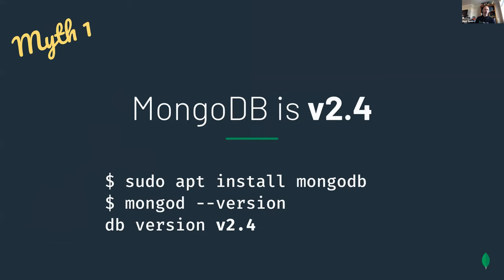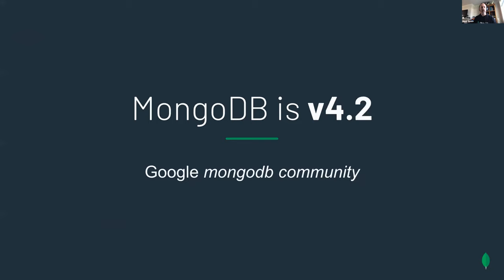So the first real myth about MongoDB is that it's at version 2.4. If you install Debian Jessie and apt install mongodb, you get version 2.4. This is 7 years out of date. The current version is 4.2. We've made 7 or 8 major releases since then. We've completely rewritten the storage engine, and there's a bunch of features in the newer versions that just didn't exist back in the day of 2.4.